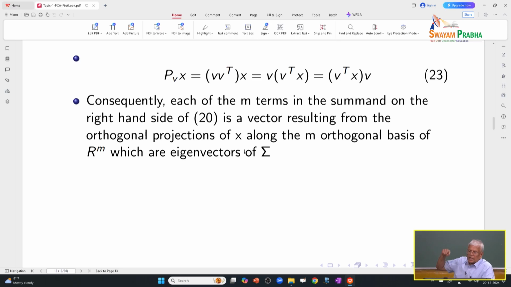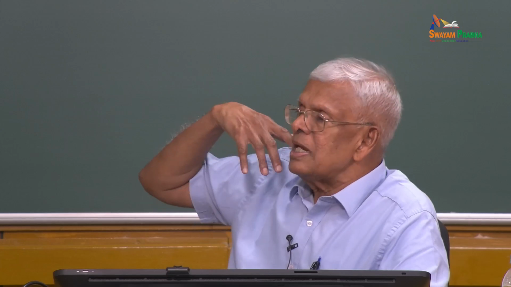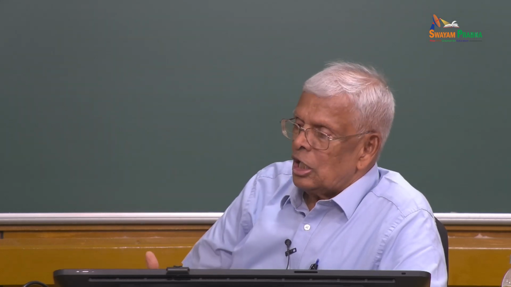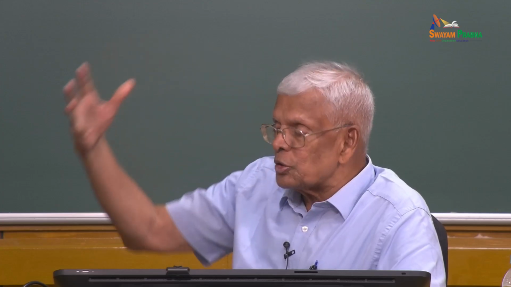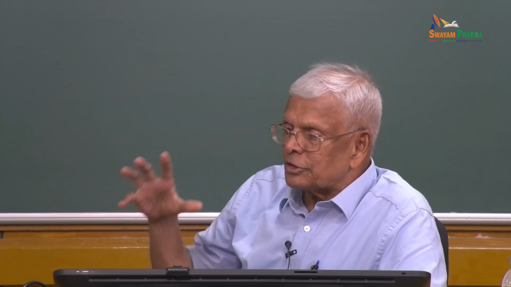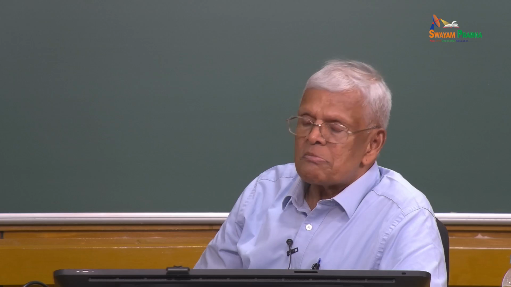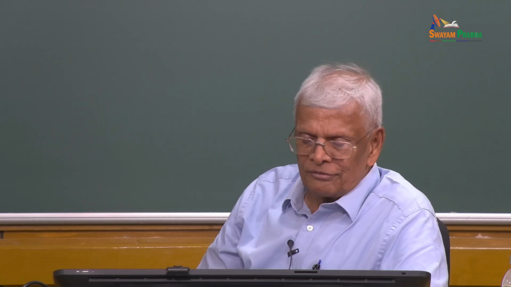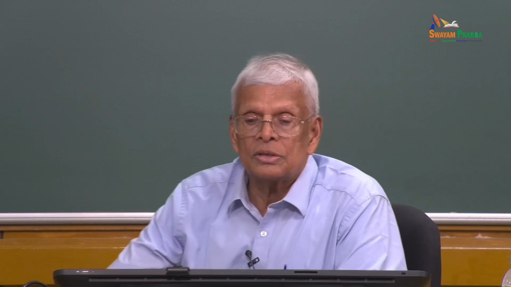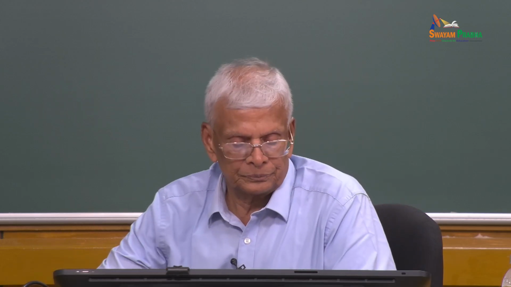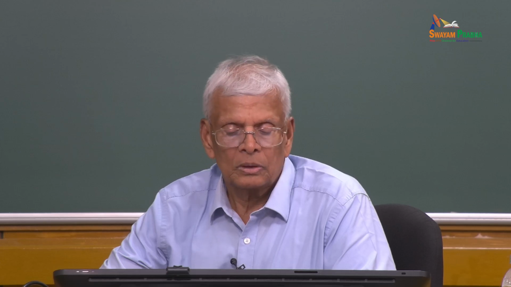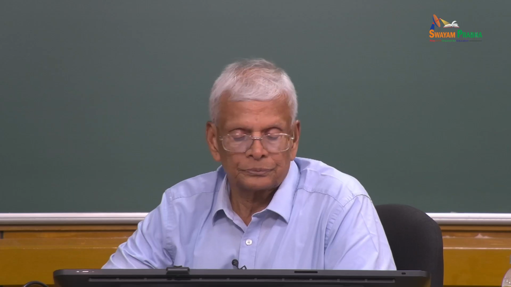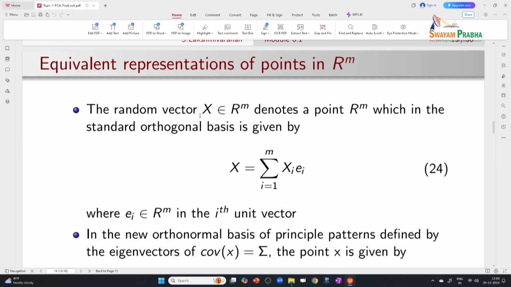That means the expression 20 is simply an alternate expression that expresses x not in terms of the original coordinate system, but with respect to the new coordinate system defined by the m orthonormal eigenvectors of the covariance sigma. So, an equivalent representation of points in R^m.